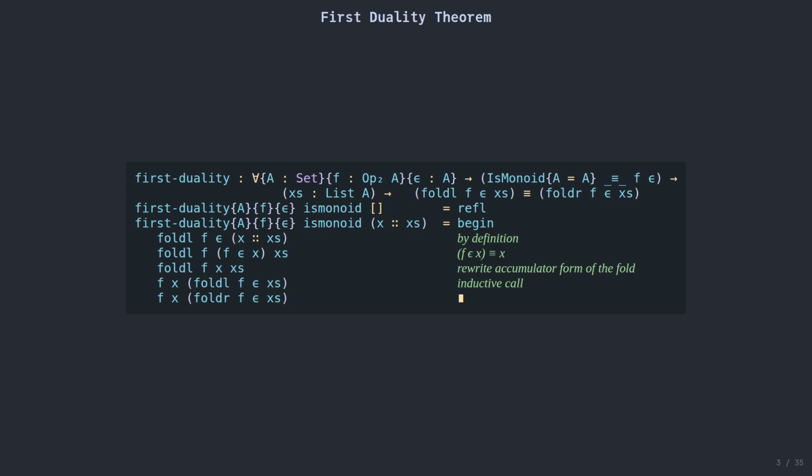We then use the identity law of the monoid to reduce f applied to epsilon and x down to x. After that, we rely on a helper lemma that allows us to rewrite the accumulator form of the fold. This gives us the structure we need to make the inductive call to the same theorem. And that completes the proof.